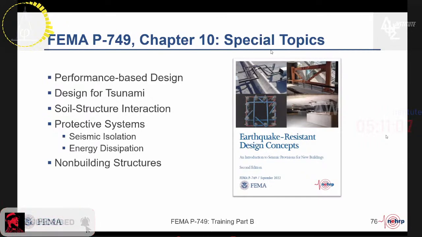There's discussion of design for tsunami loads, which has been required for structures in coastal zones since ASCE 7-16. Discussion of the use of soil structure interaction analysis as a means of more accurately accounting for how the soils present at a site affect a system's response. There's discussion of special protective systems, including how to design for seismic isolation and energy dissipation. And finally, a more detailed discussion of requirements for non-building structures.